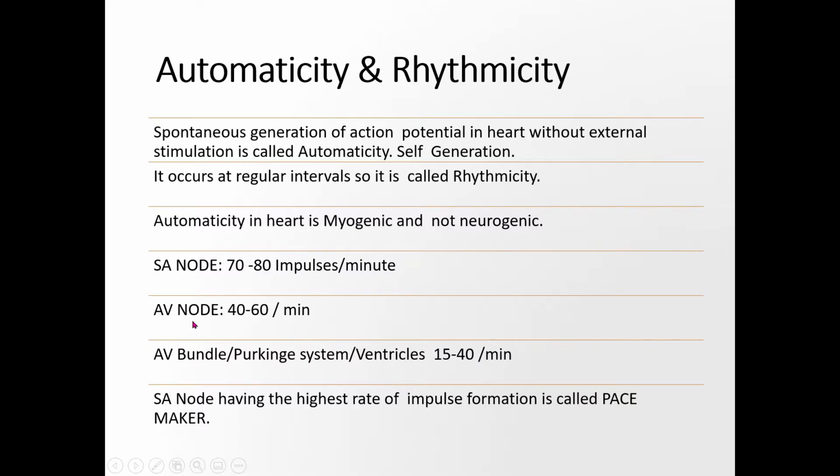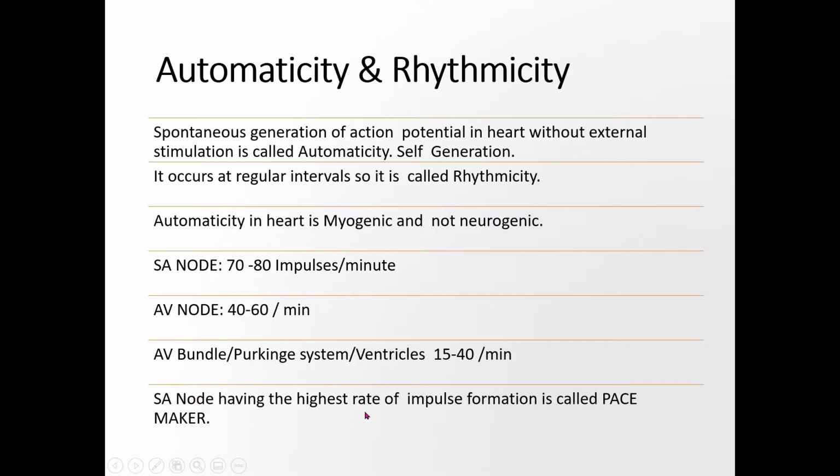The AV node has a somewhat lower rate, which is 40 to 60 per minute. The AV bundle, Purkinje system and ventricles have a generation frequency of 15 to 40 per minute, meaning they produce the action potential 15 to 40 times in 1 minute.